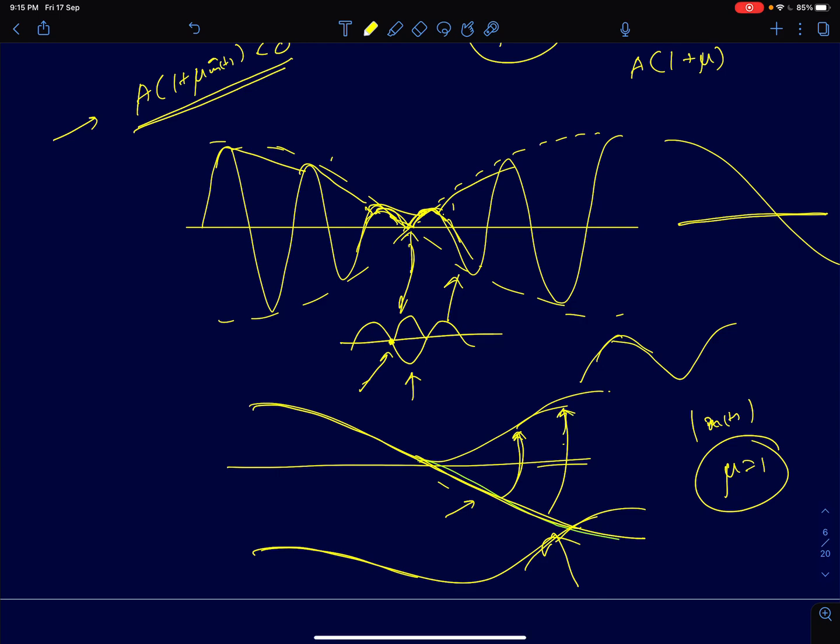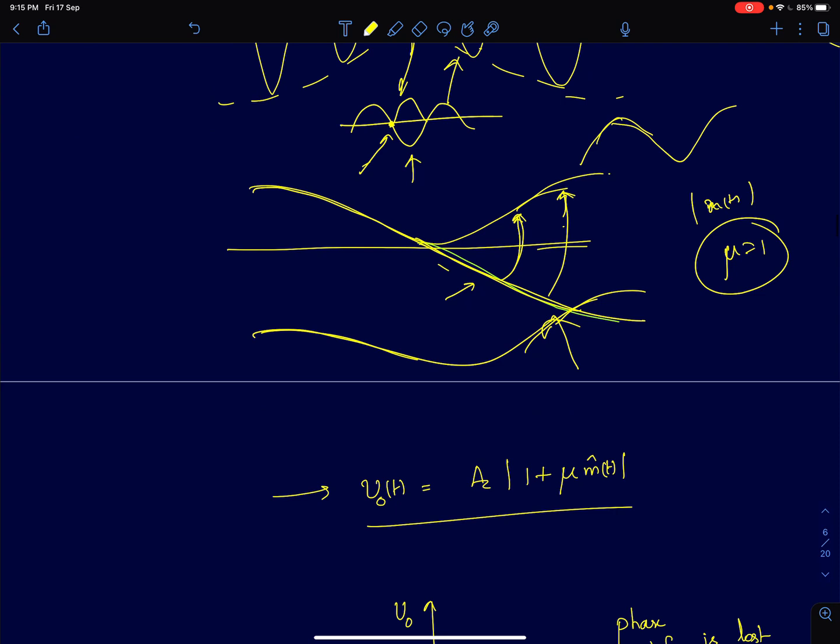So that's the problem. You will not detect m of t, but rather what you are detecting using the diode circuit is mod of this. You are not detecting the amplitude envelope. This is not what you want to detect, but what we are actually detecting is mod of this.